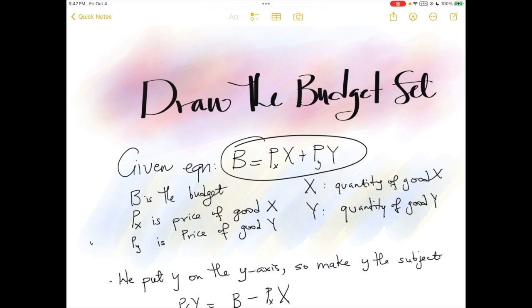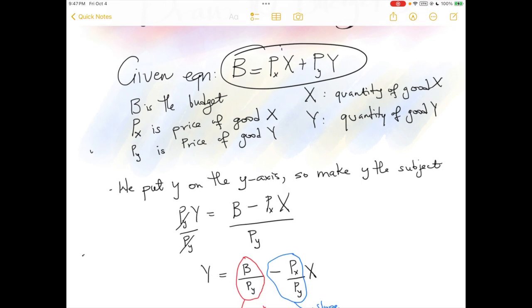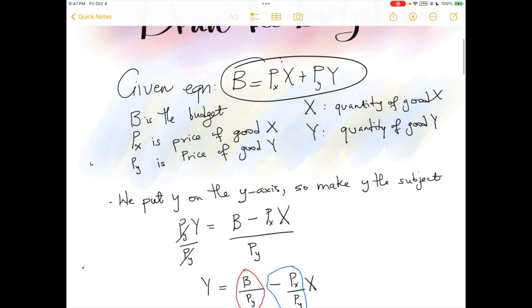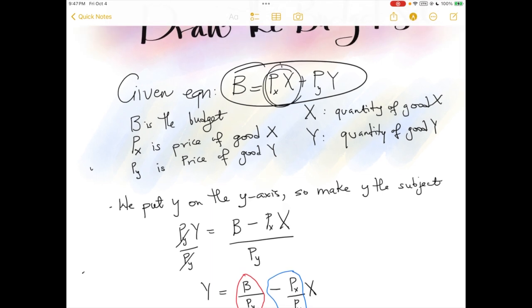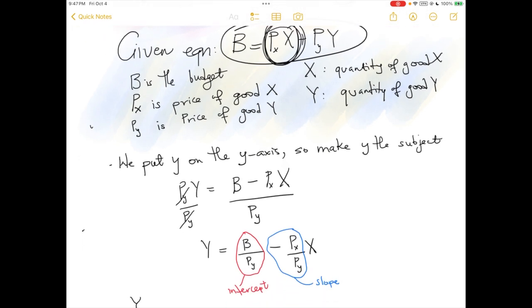Now, if you think over what this would look like in a graph, well, we want Y to be on the Y-axis, right? In that case, we take this equation and we rewrite it so that Y is the subject, like so. Now, how did I do this? Well, first, I moved px times x across the equal sign so that I have b minus px times x. See that? So now I have py times y on the left-hand side, and I divide through by py. And when I do that, I'm going to have y equals b over py minus px over py times x.